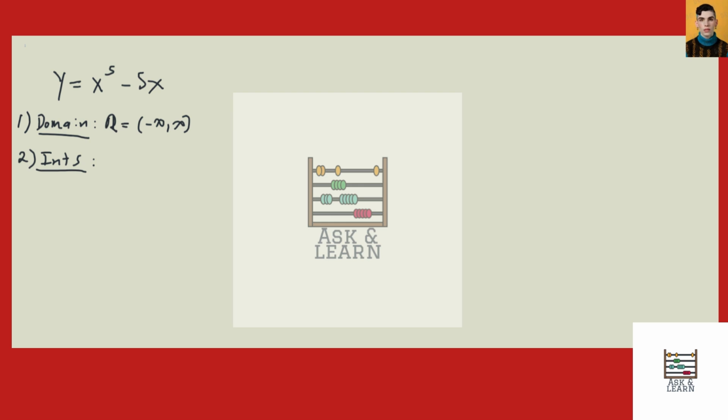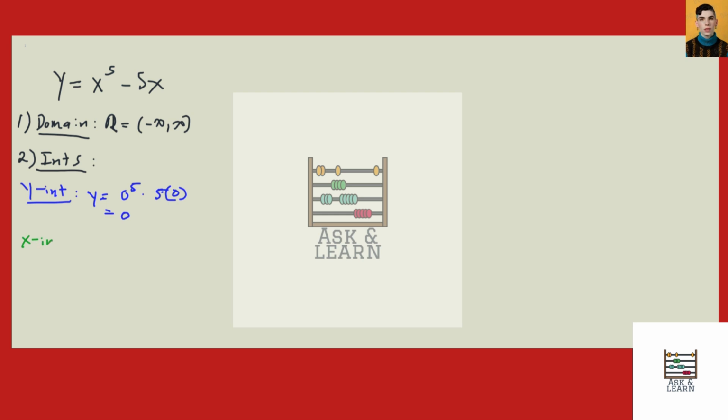So our y-intercept, actually let me go ahead and write that below down here. So our y-intercept will be when x is equal to 0. So y is going to be 0 to the fifth minus 5 times 0, which is just 0.